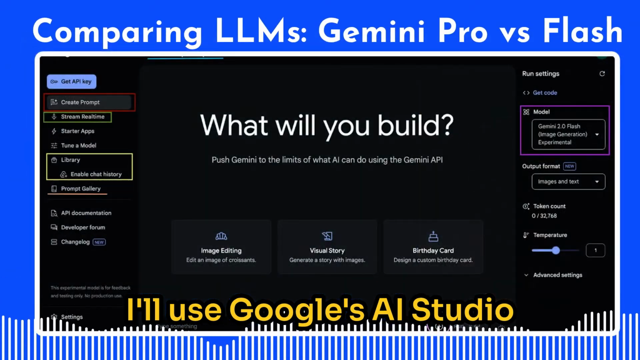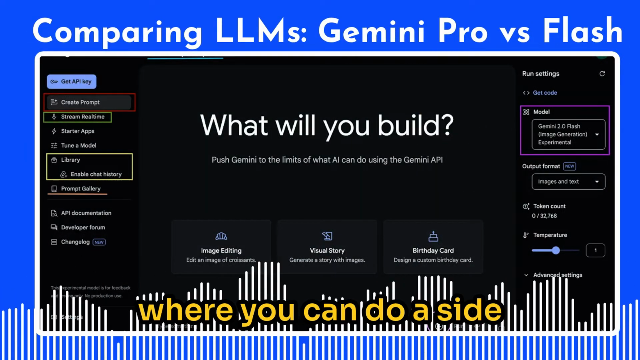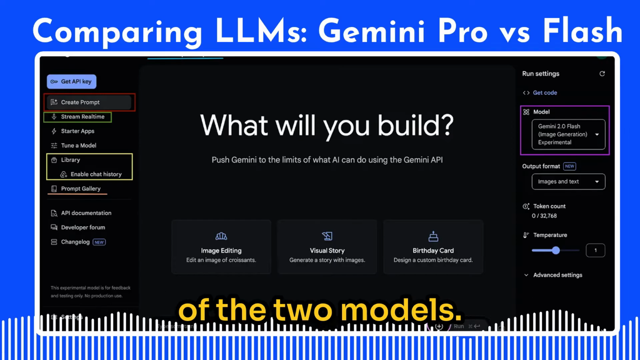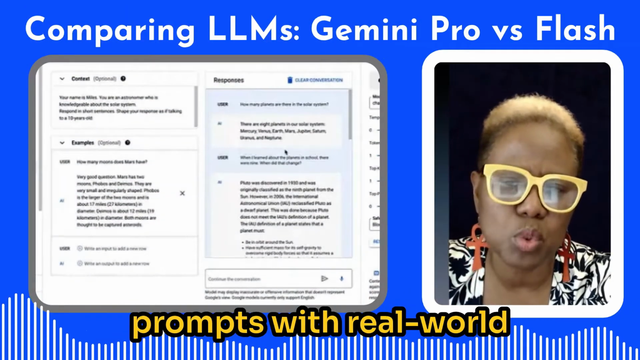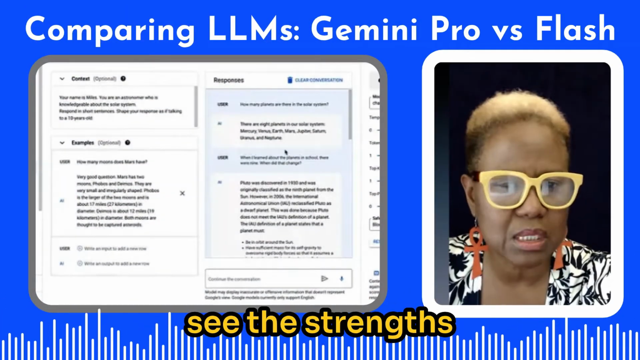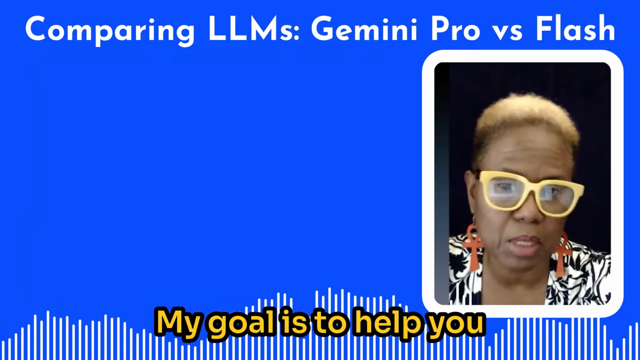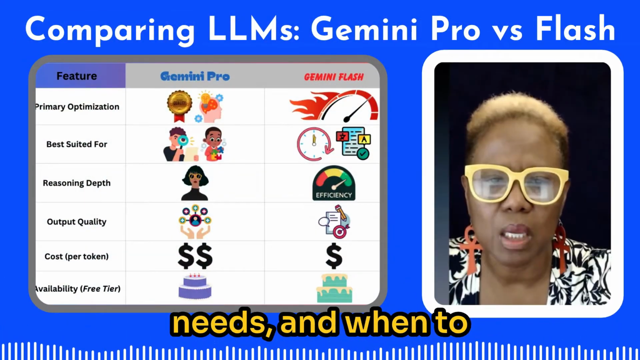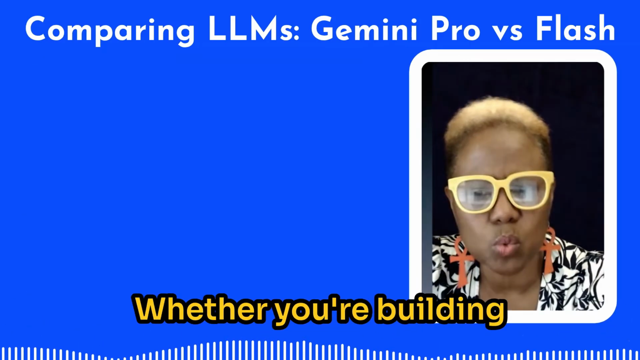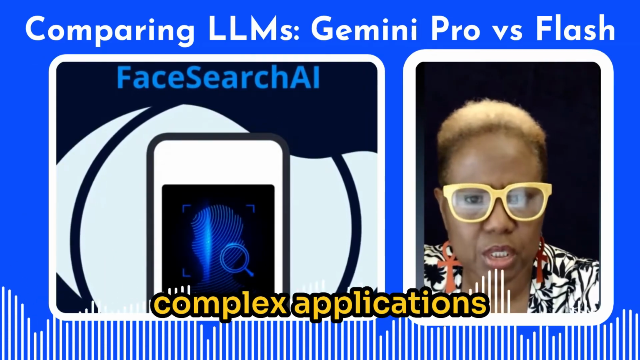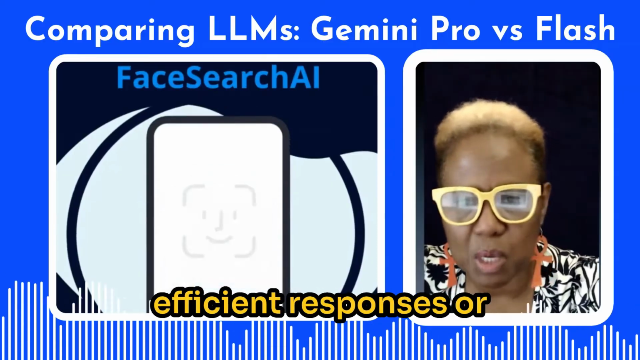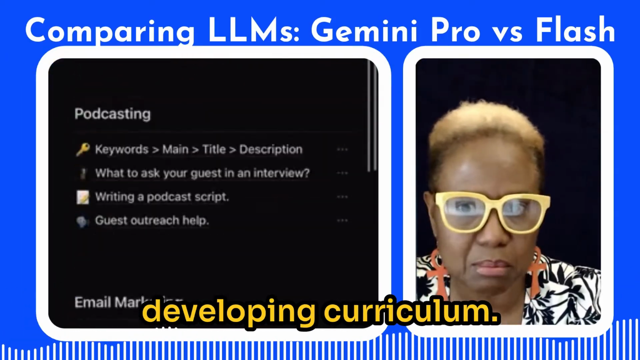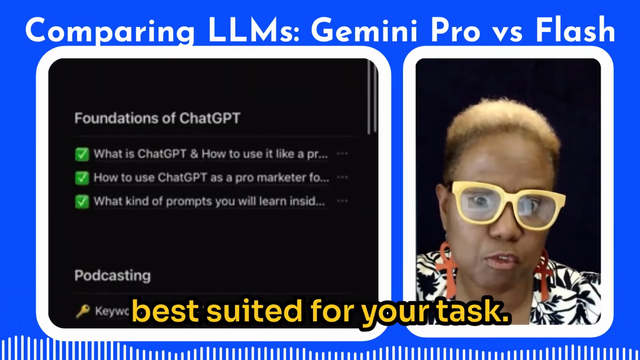I'll use Google AI Studio, where you can do a side-by-side comparison of the two models. I'll use educator-friendly prompts with real-world scenarios so that you can see the strengths and weaknesses of the two models. My goal is to help you understand which model best suits your specific needs and when to use one over the other. Whether you're building complex applications, requiring quick and efficient responses, or developing curriculum, you'll know which one is best suited for your task.